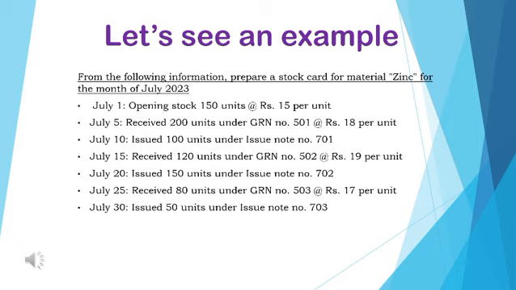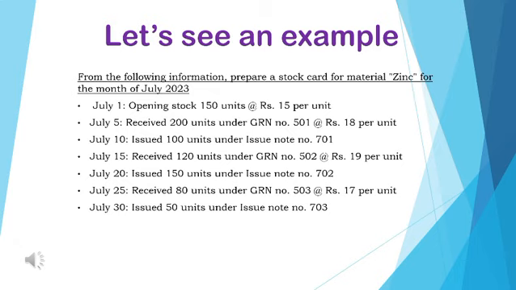5th of July, received 200 units under GRN number 501, 18 rupees per unit. 10th of July, issued 100 units under issue note number 701. 15th of July, received 100 units under GRN number 502, 90 rupees per unit. 20th of July, issued 150 units under issue note 702.